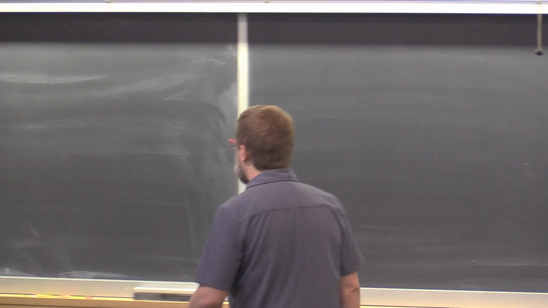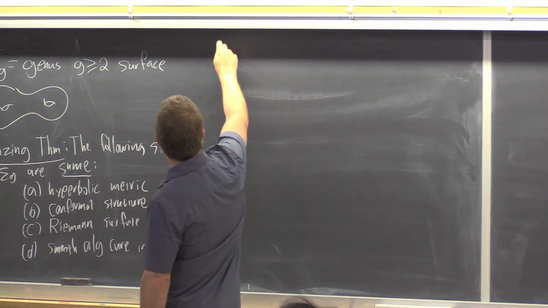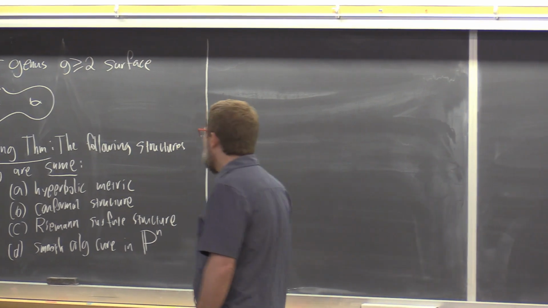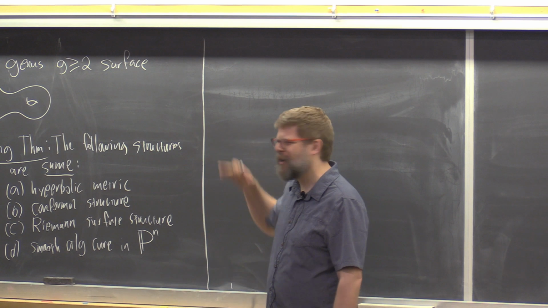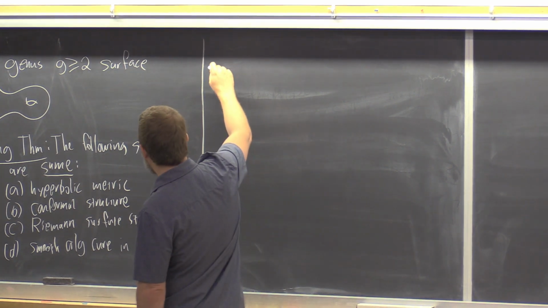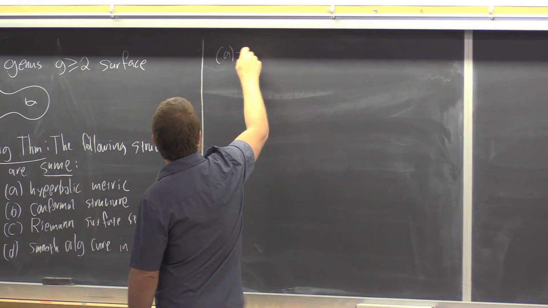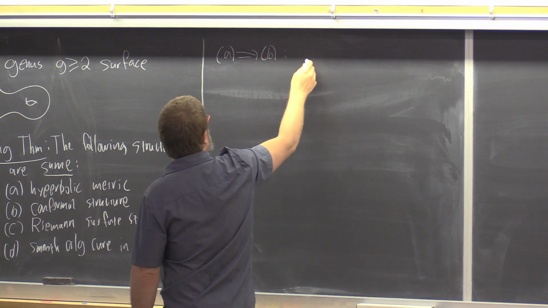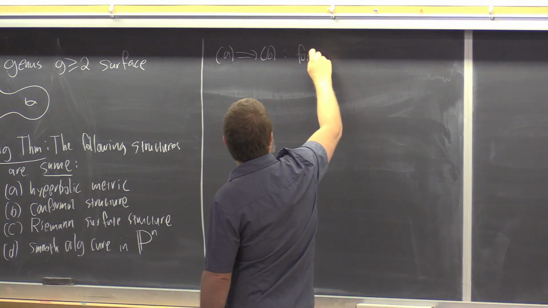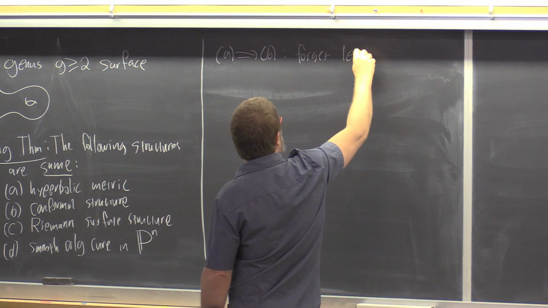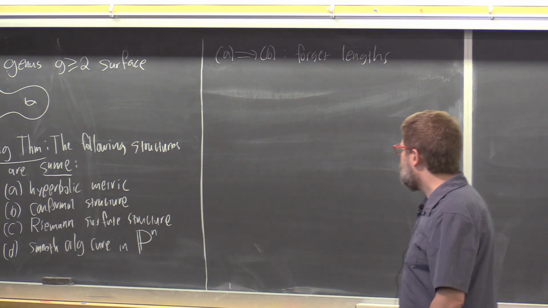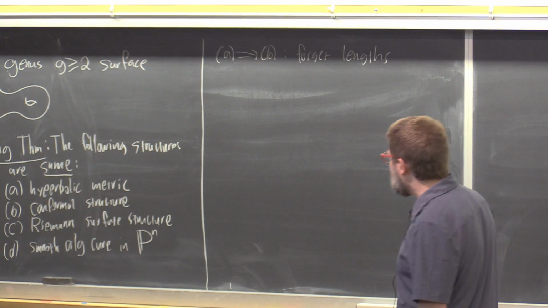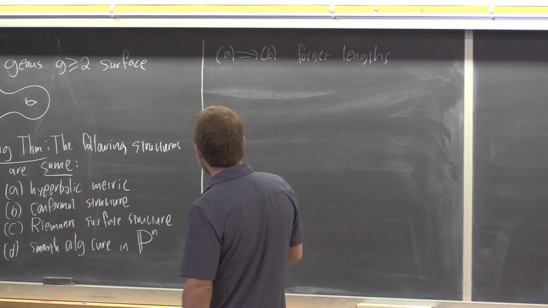And so let me just remind you of how the equivalences work very quickly. Different people in the room prefer different ones of these objects right here. To go from A to B, this is just forgetting lengths, right? That's automatic. Okay, that's one you could do. Let's go from B to C.